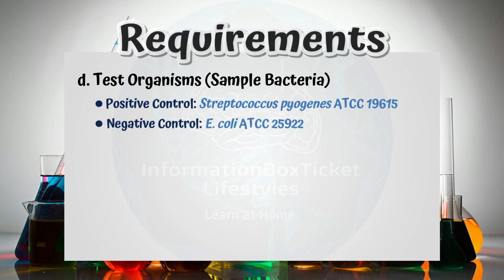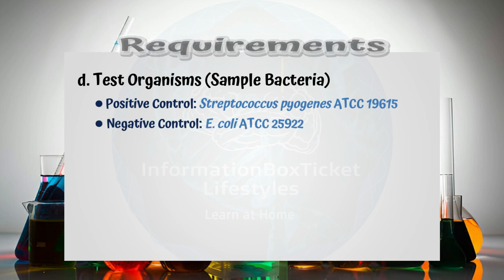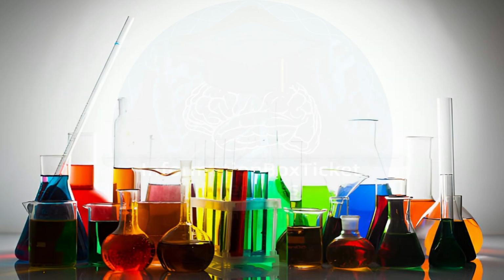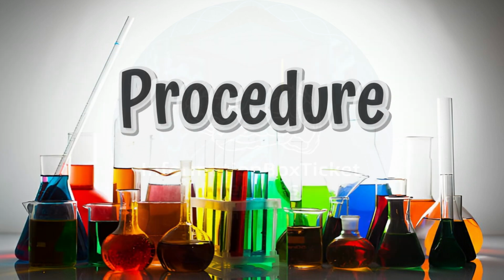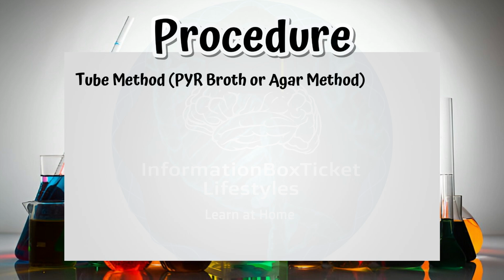Negative control: E. coli, ATCC 25922. Procedure of PYR test. Tube method: PYR broth or agar method.